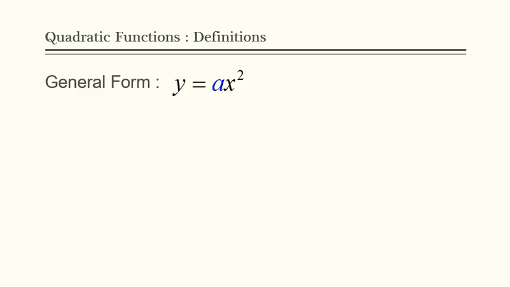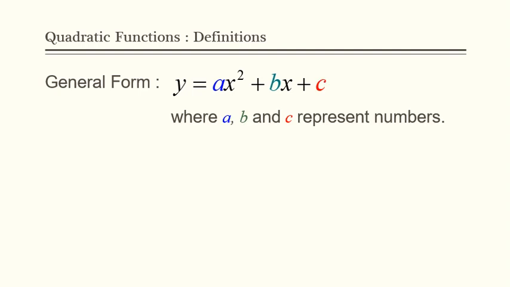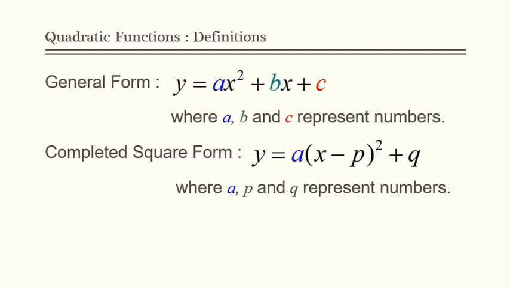By definition, a general quadratic function y has a quadratic term ax squared, a linear term bx, and a constant term c, where a, b, and c represent numbers. While the completed square form is written as y equals a times x minus p all squared plus q, where a, p, and q represent numbers.